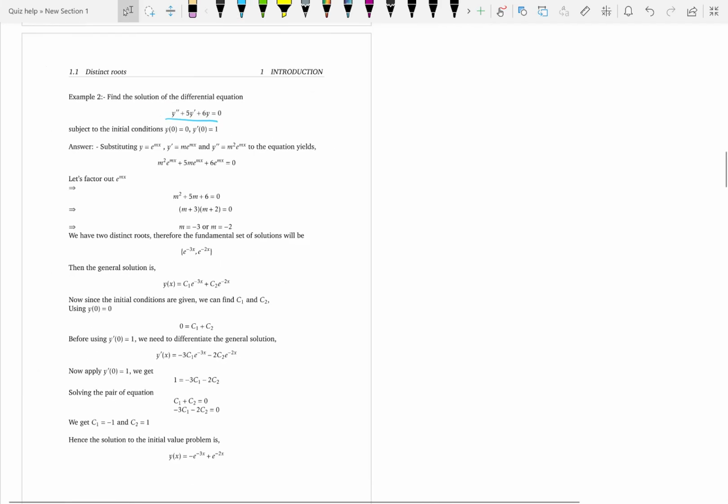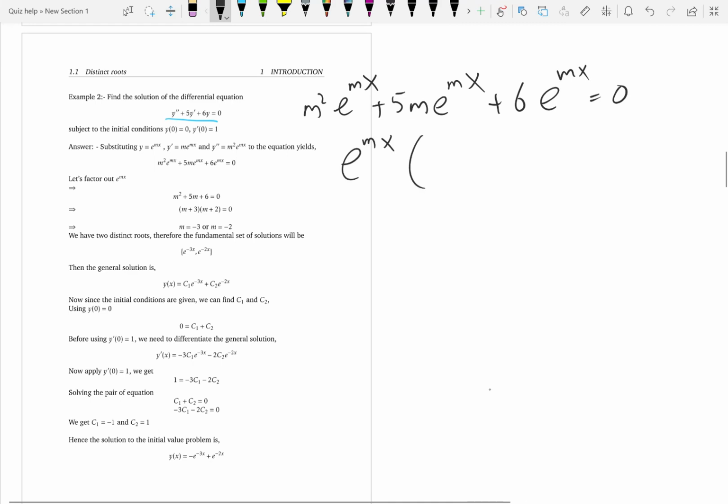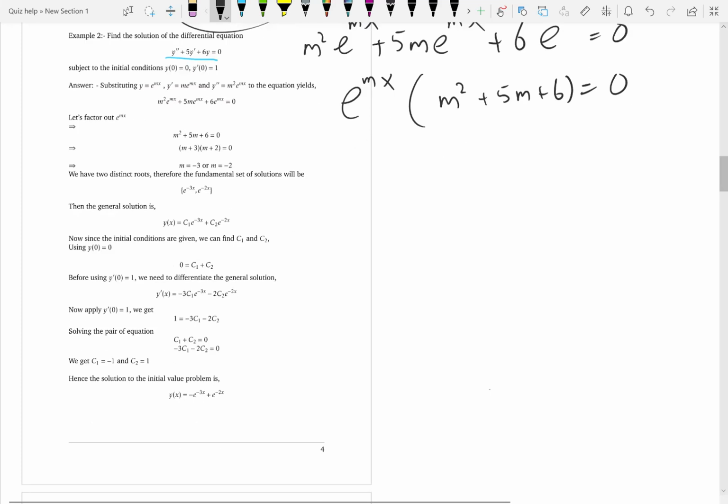I might need more space. So when I substitute m squared e to the mx, that is the second derivative, plus 5 times m e to the mx, that's the first derivative, plus 6 times e to the mx is equal to 0. So we do the same thing, factor out e to the mx: (m squared plus 5m plus 6) e to the mx equals 0. e to the mx is never 0. Now as a good student, you should write this down when you write the answers, right? Because that's the correct argument. So that means m squared plus 5m plus 6 should be 0.